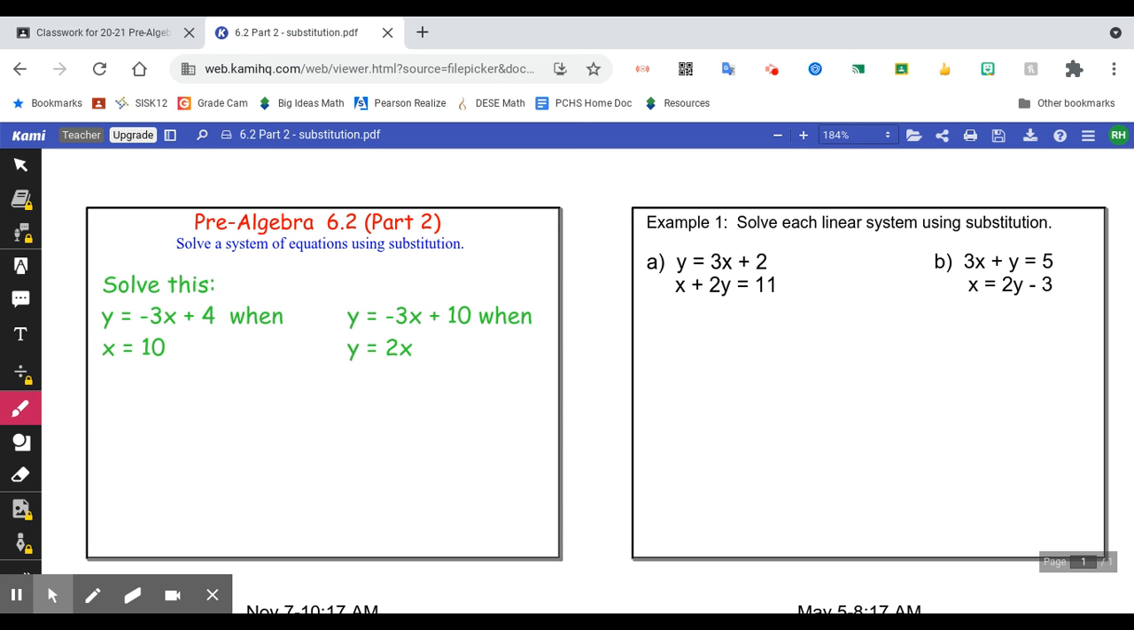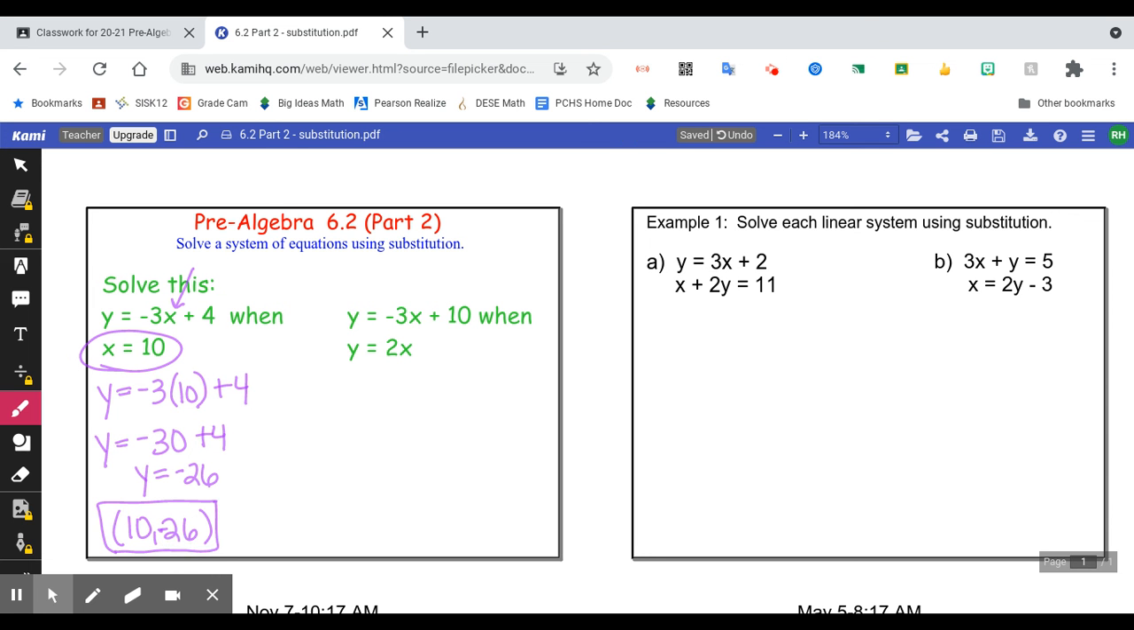So I have x equals 10, right? And x equals 10 is going to go in for x. So 10 goes in, and we have y equals negative 3 times 10 plus 4. Okay? So then we've got y equals negative 30 plus 4. So y equals negative 26. Now remember, every answer has to be written as an ordered pair. So x would be 10, y would be negative 26, and I already gave you that x value, so it's up there ready to go, okay?